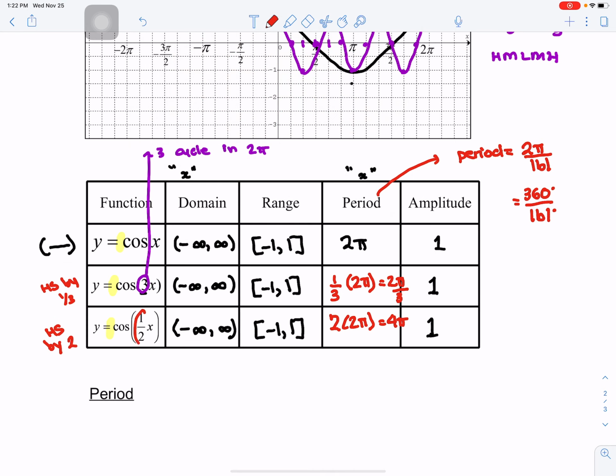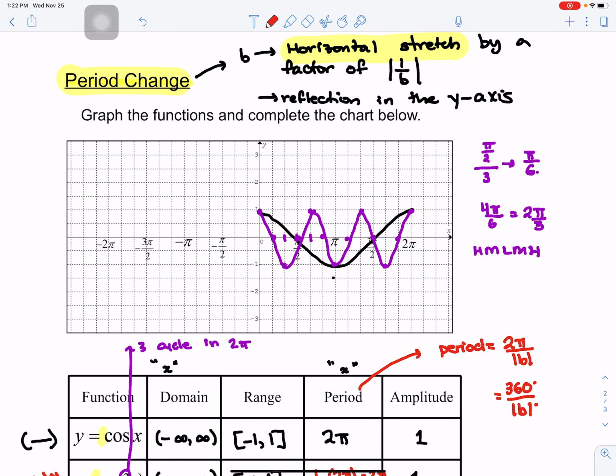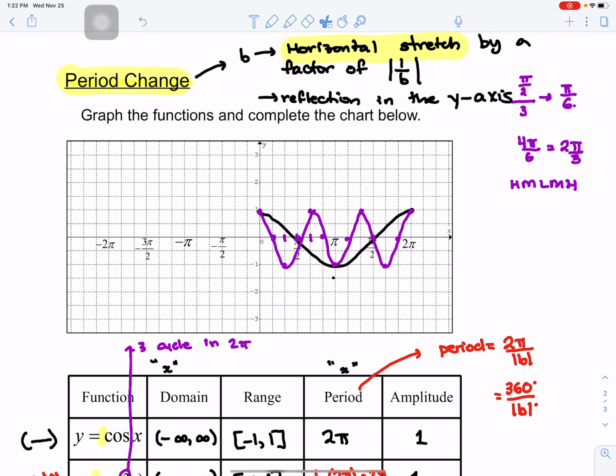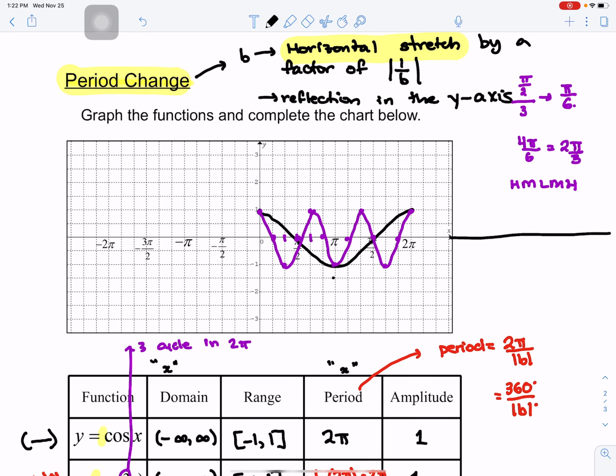This 1/2 here means I only complete 1/2 a cycle in 2 pi. So what I want to really do is think of my axes, and I'm just going to move this to the side and extend it kind of grossly. This distance is approximately, hypothetically, 4 pi.